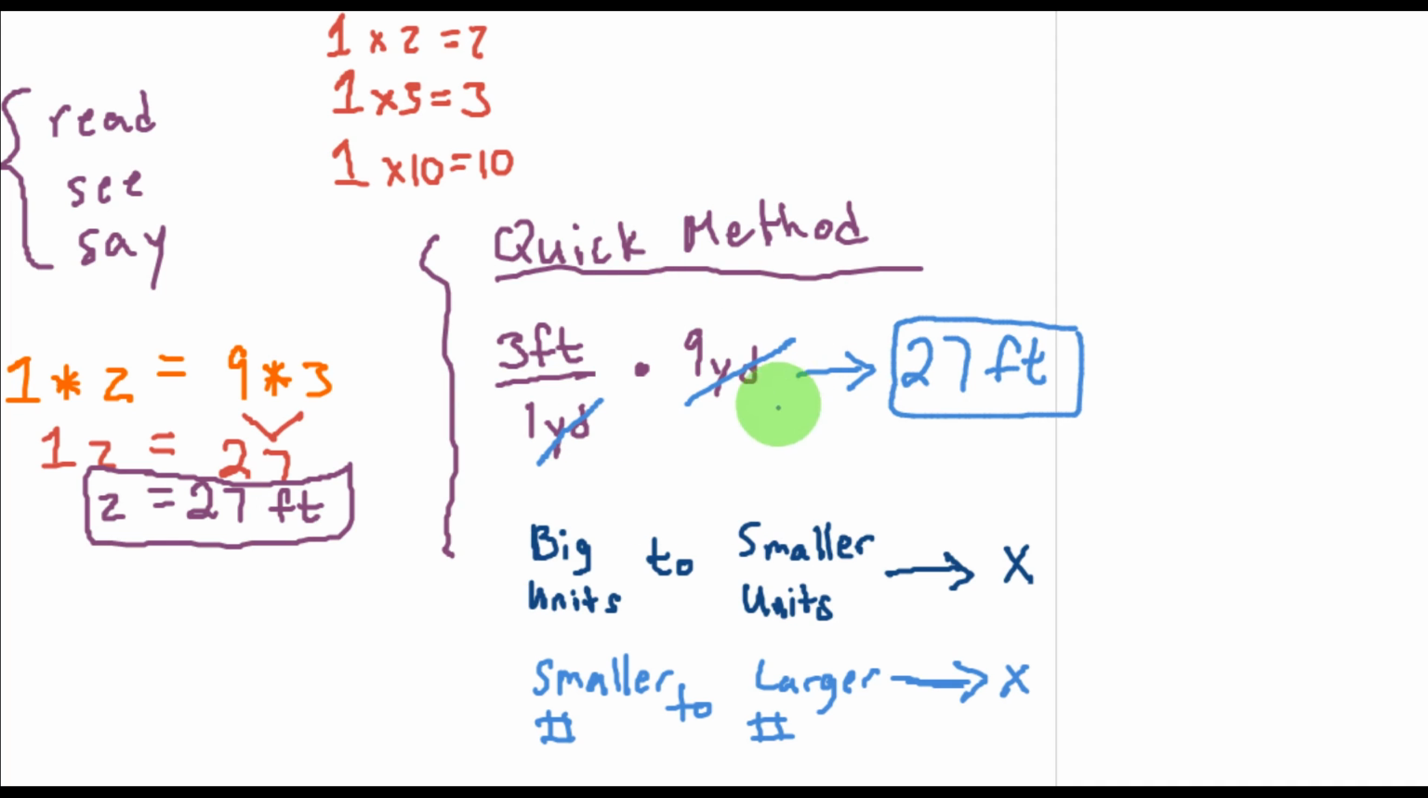When you use the quick method, be really careful to make sure you understand if you're moving from a smaller number to a larger number, or big units to smaller units, because that tells you to multiply. There are some problems that will tell you to divide, and we'll look at that in later videos.